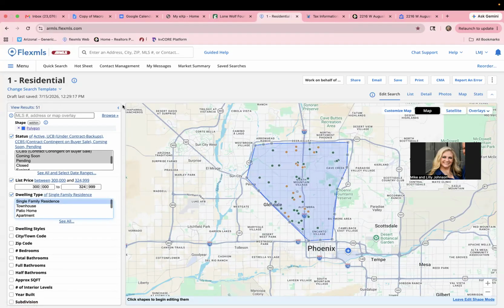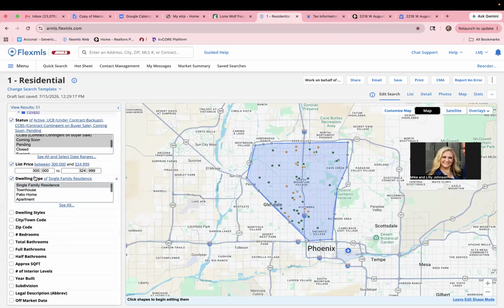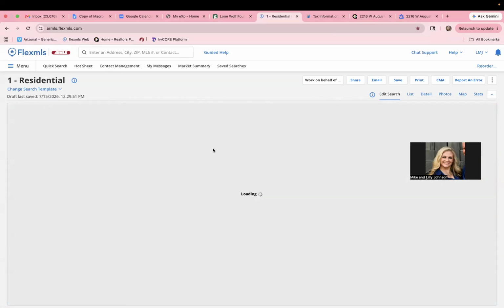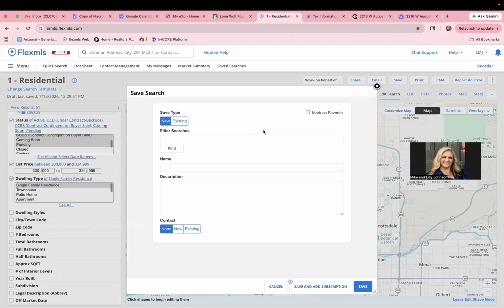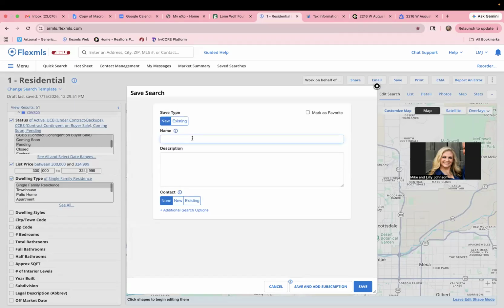That also lowers us to 51. So I like that number too. That's good. So we're gonna go with this. Okay, so you're gonna see I have between 300 and 324,999. First, I want to save this in case my computer dies or something crazy happens, so I don't have to recreate this.